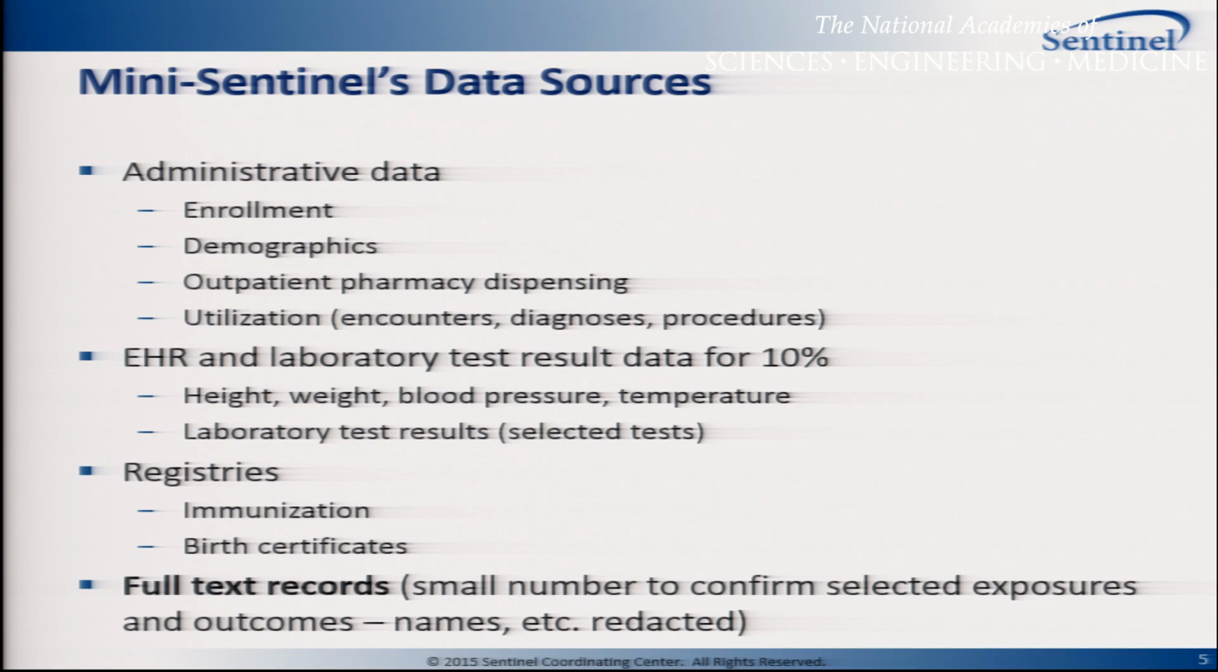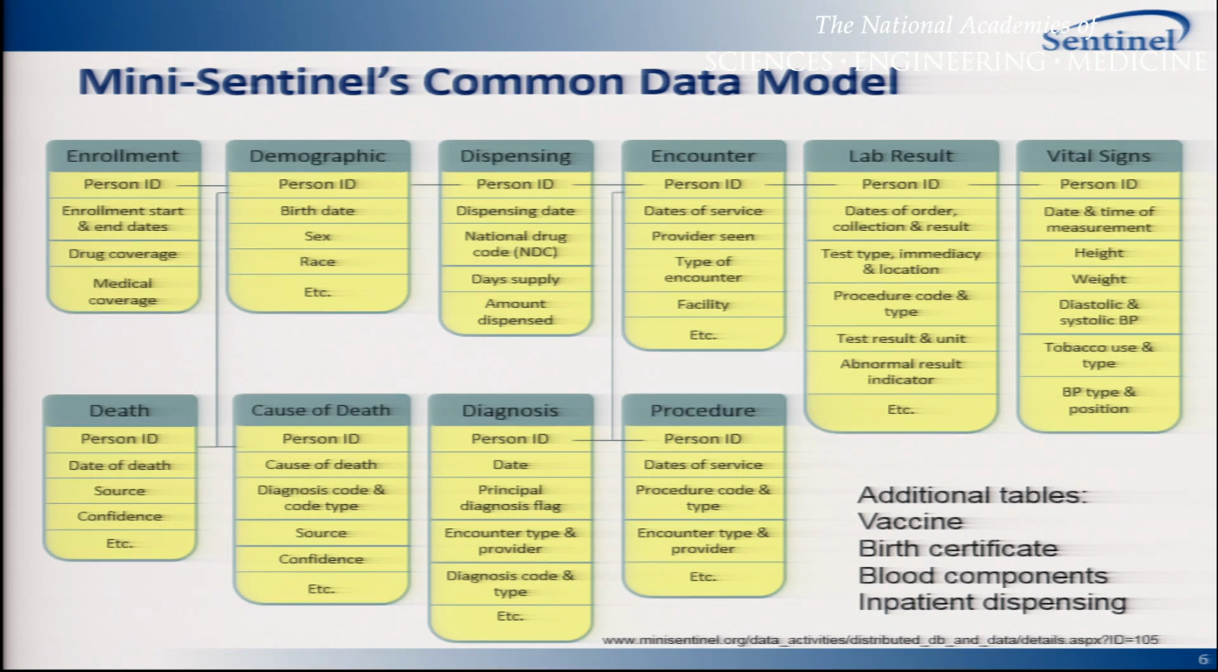For instance, if you want to know whether that diagnosis of intussusception is real, you really need to have expert adjudication of the records. Each of the organizations transforms its data into a standard format. The common data model looks like this. It's a series of linked tables that has enrollment, demographic, dispensing, encounter, and lab result data. Not every organization has all these kinds of data, but if they have it, they put it into this form.